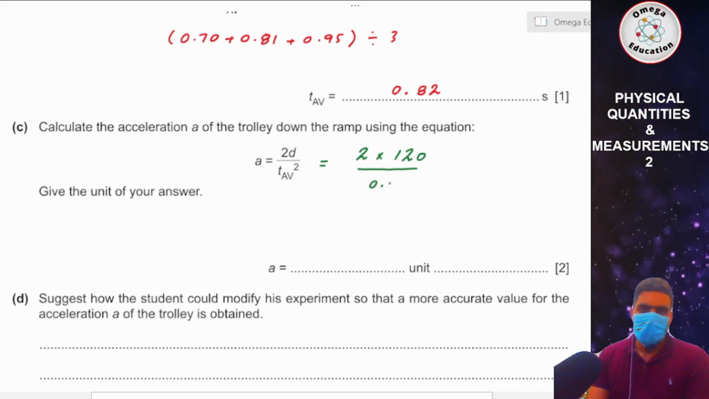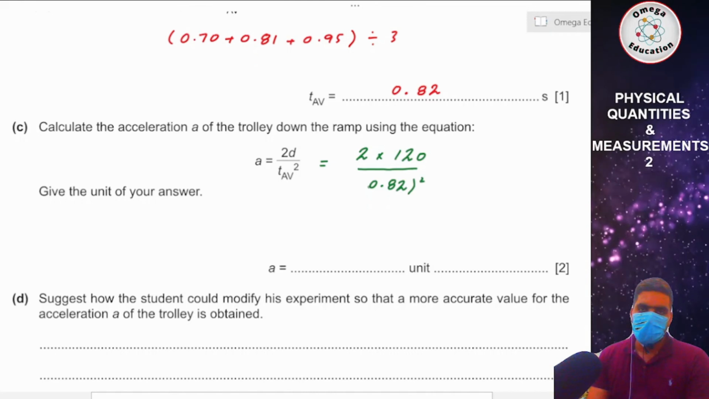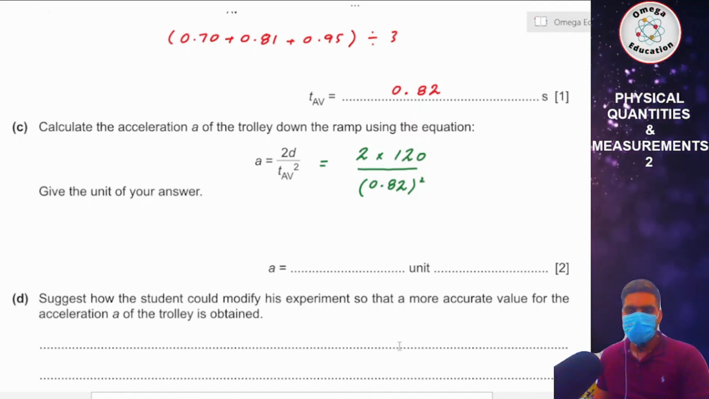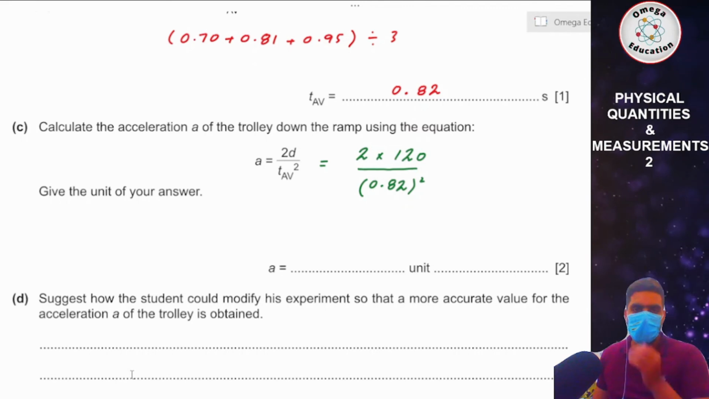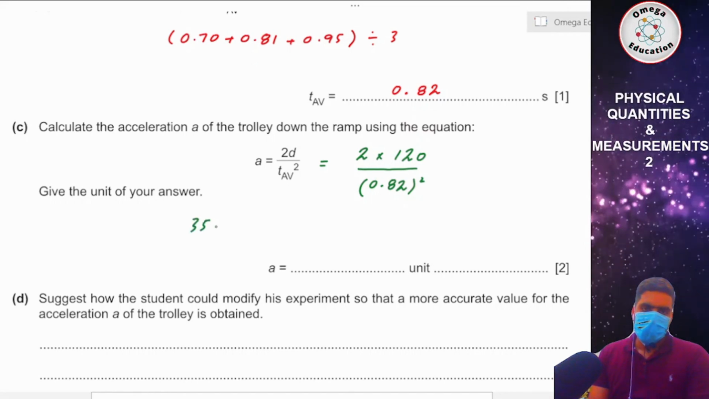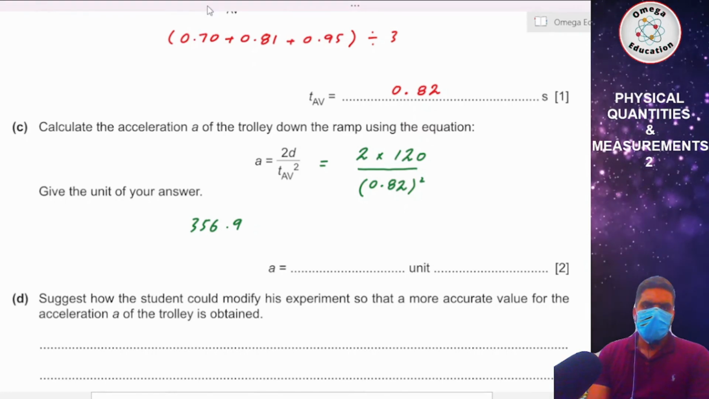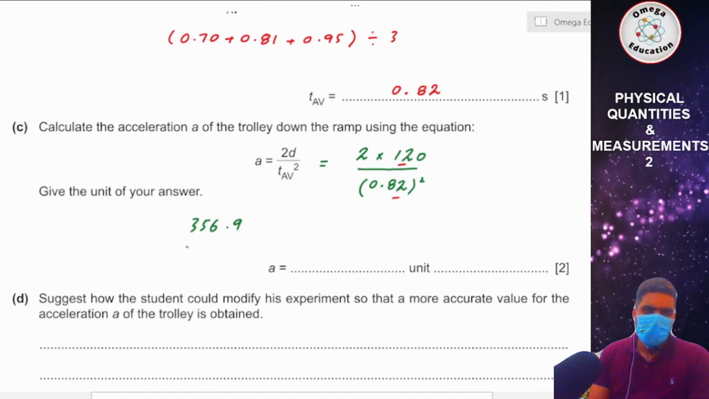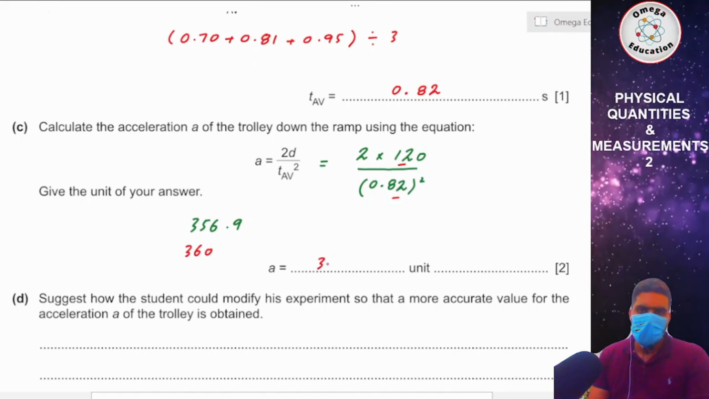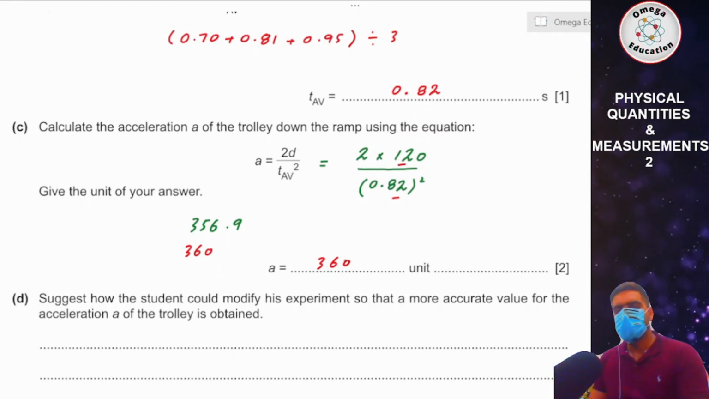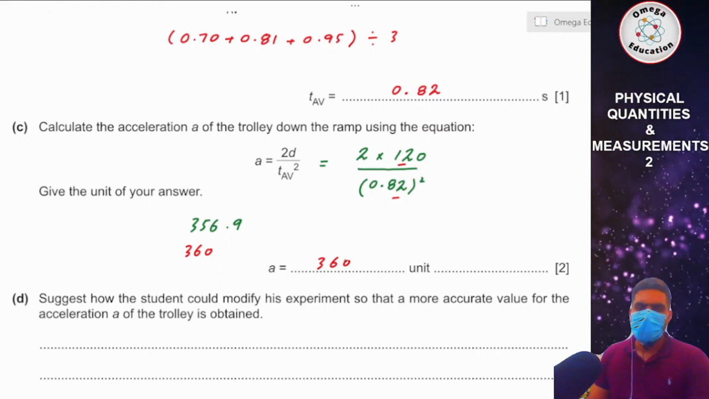So 0.82, and then the square of it. The next step is to hit it on the calculator as it is, and let's see what we get there. All right, so we're getting 356.9. I'll be writing to 2 significant figures, since the maximum number of significant figures is 2, so 360. That would be okay. If you write it as it is, no marks would be deducted because they haven't asked you to specify the significant figures. So you can write it as it is as well.